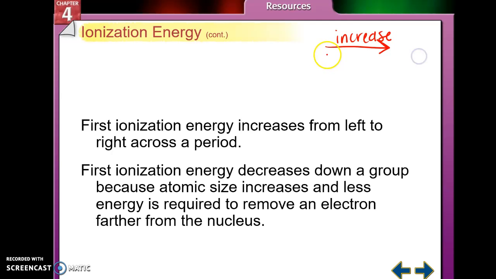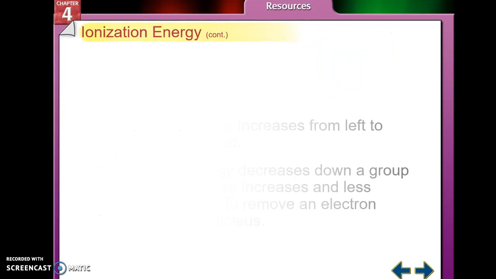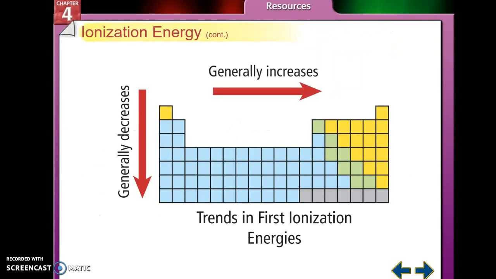As you go down the group, the ionization energy decreases, because that atom is bigger, and because its electrons are shielded from the nucleus as you add more energy levels, it's easier to steal an electron. So your ionization energy is going to decrease as you move down the group. This is the trend in ionization energies.